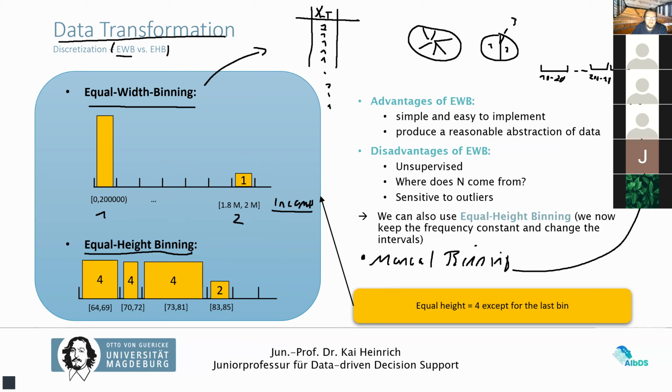So let's say the advantages of equal width binning: simple and easy to implement, and it produces a reasonable abstraction of data.